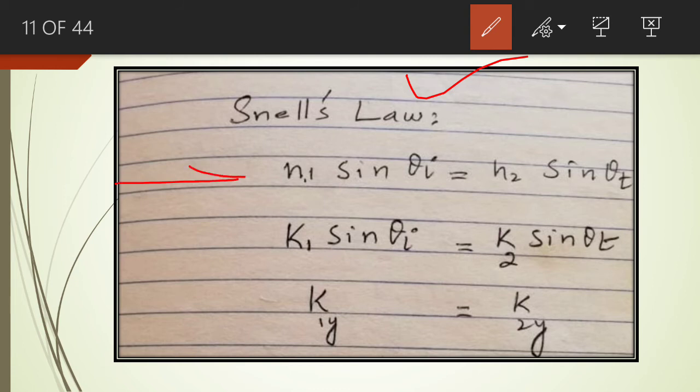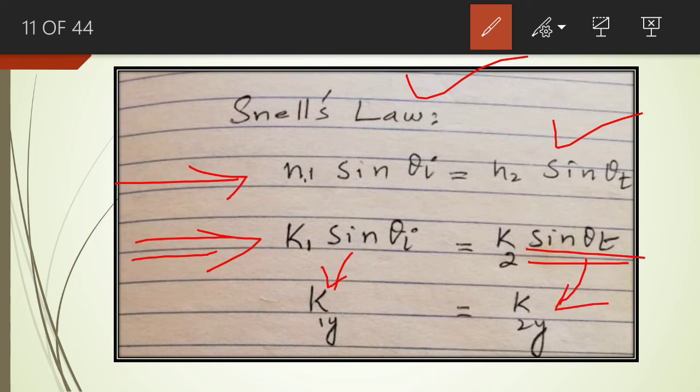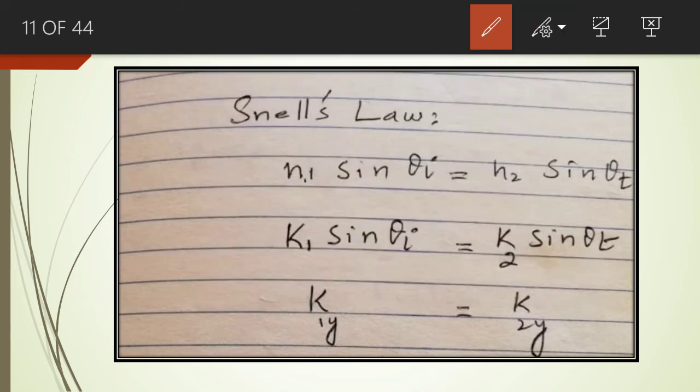According to Snell's law, n1 sin theta i is equal to n2 sin theta t. In other words, k1 sin theta i will be equal to k2 sin theta t. So k1 sin theta i is equal to k1y, and k2 sin theta t is equal to k2y. And we have shown that according to Snell's law, k1y is equal to k2y. So you can replace k2y by k1y. All right.